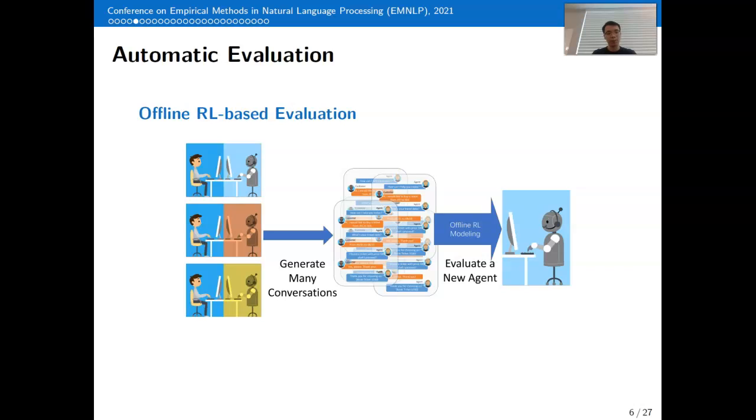The other promising approach is called offline reinforcement learning-based evaluation, where we ask several behavioral policies to chat with humans and generate many conversations as the experience data. And then we apply offline RL modeling on this experience data to evaluate a new target agent.